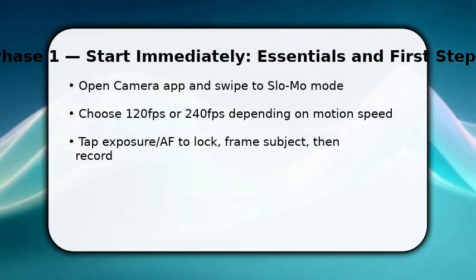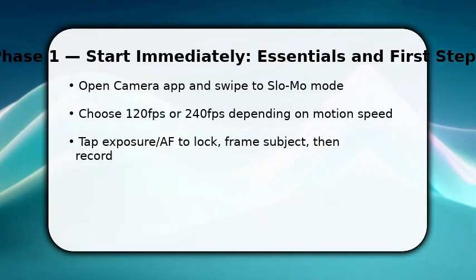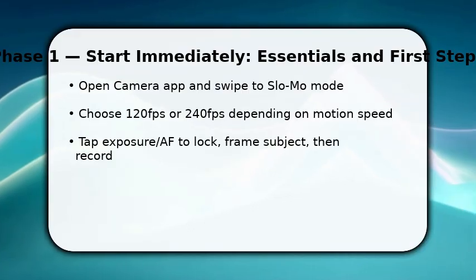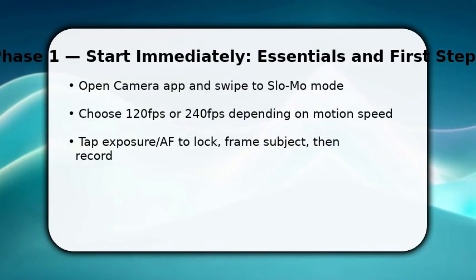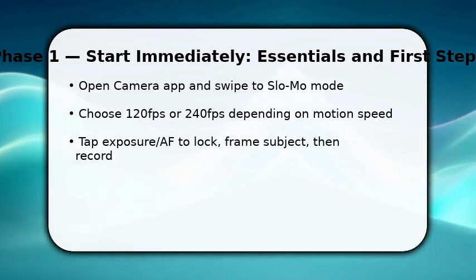Frame your subject, then tap the exposure/AF to lock. This keeps brightness and focus steady while you move. Press record and keep motion smooth. Jerky movement makes the effect look choppy. Once done, stop recording and go straight to the Photos app to edit the slow section.